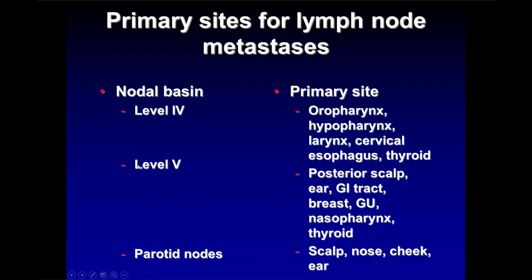And as I mentioned, level 5 can be the posterior scalp, the ear, even the GI tract, breast, genital, urinal, nasopharyngeal, and thyroid. One thing I didn't mention beforehand are parotid nodes. So the parotid tissue is just in front of the ear. You can have drainage sites from the scalp, nose, cheek, or ear. So it's important to be cognizant of that on your history and physical examination.